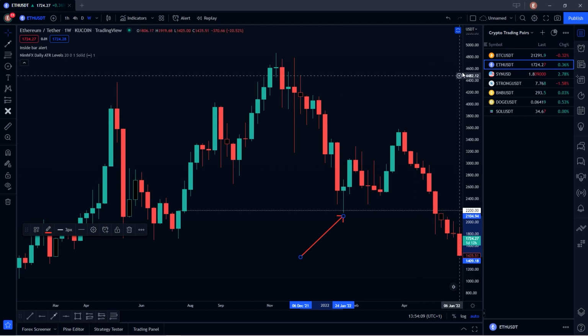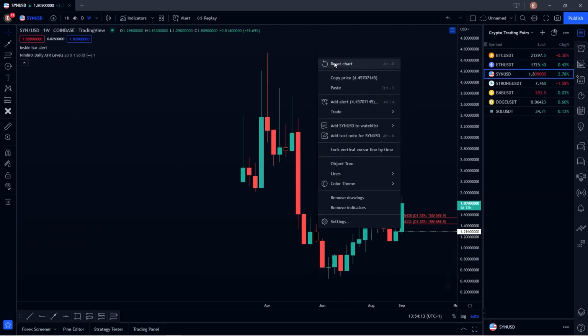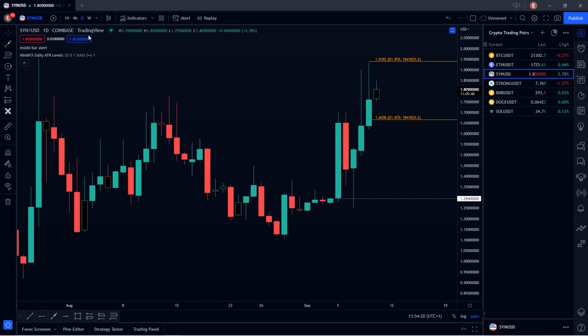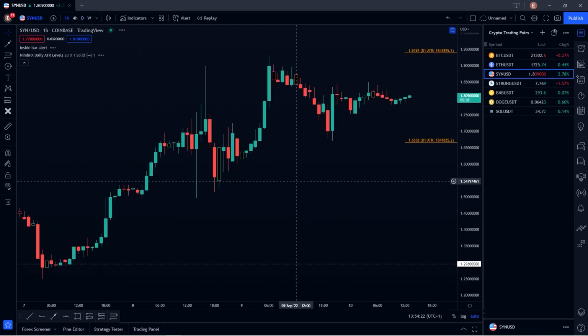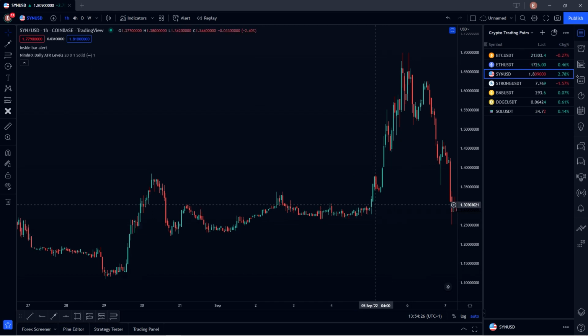This is actually a really cool one. This is on Synapse. This is a relatively new coin, so launched in March 22. And this is an entry that I actually missed, which I'm really annoyed about. This was recently, guys. Look at this. I mean, this is a no-brainer. Absolute no-brainer. You can see price here.